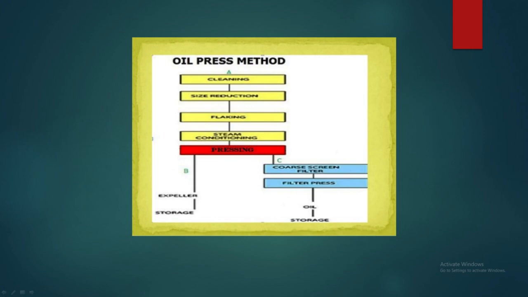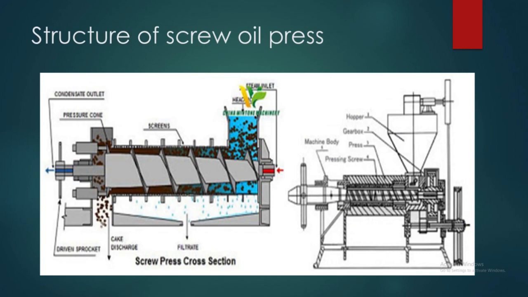Figure 1 shows the oil press method. This process begins with cleaning, size reduction, flaking, steam conditioning, and pressing. After that, at process B, it goes through the expeller and finally the oil is stored. At C, a cross-screen filter and filter press the oil, then it goes into storage. As you can see, the diagram shows the structure of the oil press machine.